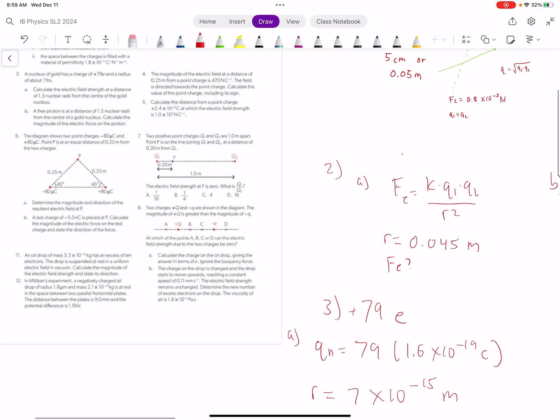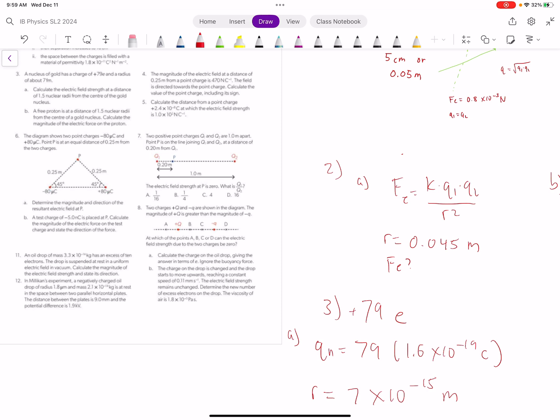Number 3, the nucleus of gold has a charge of plus 79 electrons. When I read that, I see that that's the charge and it's positive. So E is just basically the magnitude, and the magnitude of E is 1.6 times 10 to the negative 19. The radius is 7 femtometers. Femtometers is 7 times 10 to the negative 15 meters.